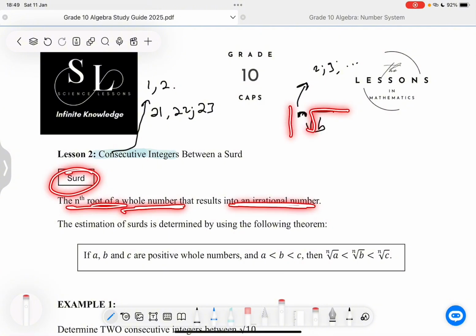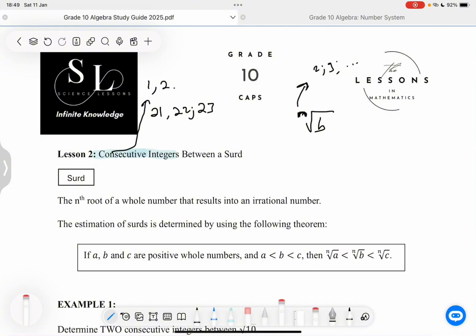In other words, when we take the nth root of a whole number, we're going to get an irrational number. So these numbers, we spoke about them again in lesson 1. We could have something like the square root of 2. Remember that here we have an invisible 2. We don't usually write that invisible 2. We can also have the square root of 10.